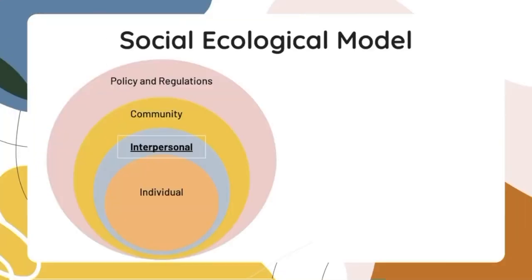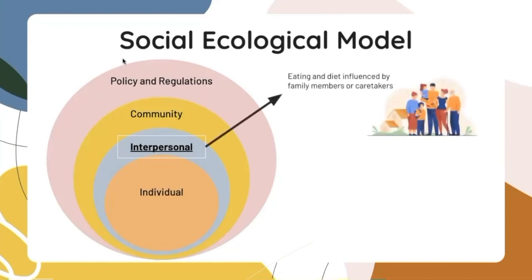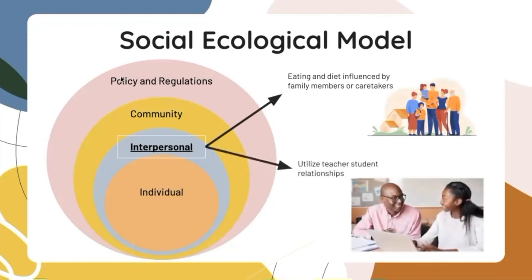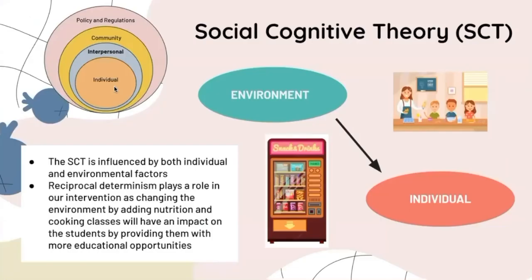The first level of the social ecological model that our intervention focuses on is the interpersonal. Students are highly influenced by their family members and/or caretakers, and health behaviors are affected by the people that surround us. The teacher-student relationship is also heavily emphasized in our intervention, with the teachers acting as role models. The social cognitive theory plays a large role in our intervention. Altering the environment by adding nutrition and culinary classes and changing the vending machines impacts the individual student by providing them with more accessibility and opportunity.